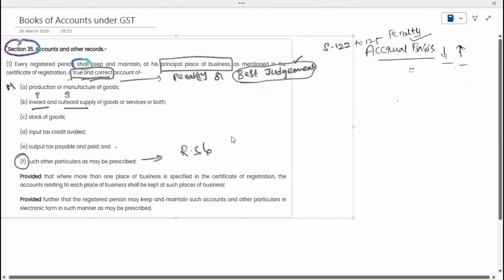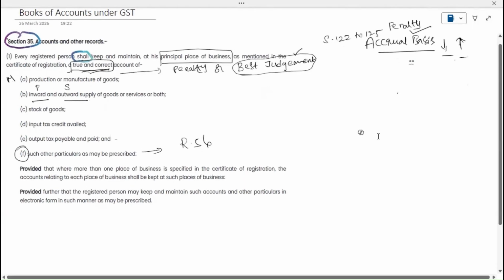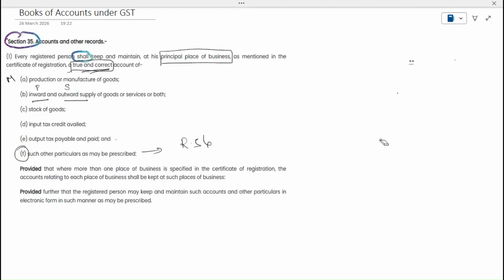So first and foremost, what we have done is understood the expectation the GST law has kept on a registered person. As a registered person, our duty is to maintain books of accounts. So where do I maintain these books of accounts? I have to maintain them at the principal place of business. If I don't do this, then there are penal provisions under GST law.